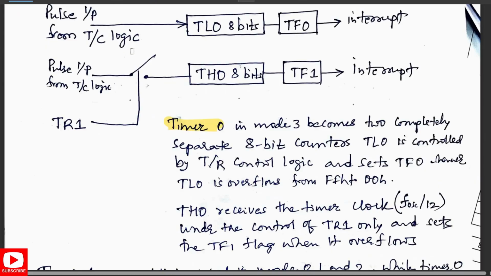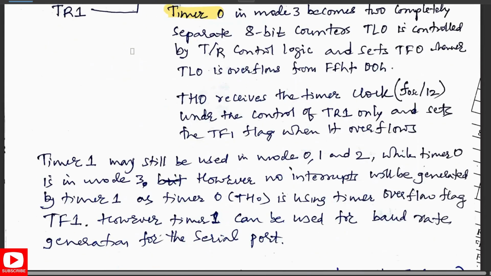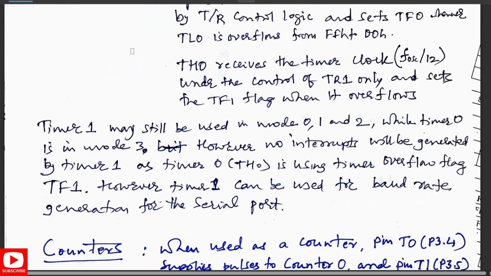This was about timer 0. Next, if timer 1 works, then what happens? It holds the count for events and it does not run as a timer 1. So what we can conclude from this is that there is no interrupt generated in timer 1 in this mode 3.